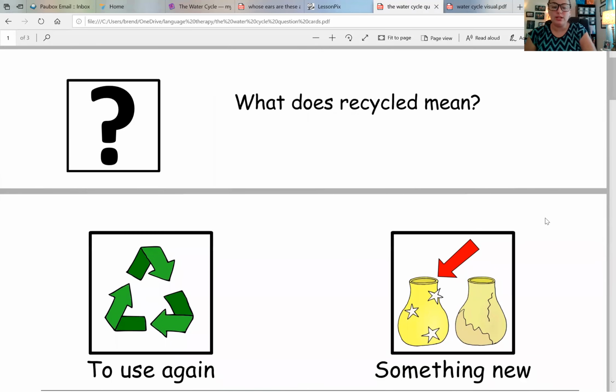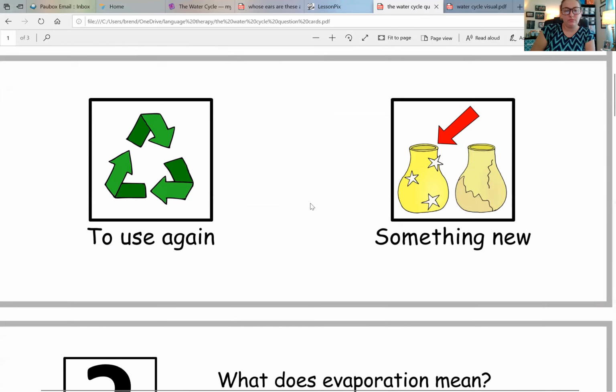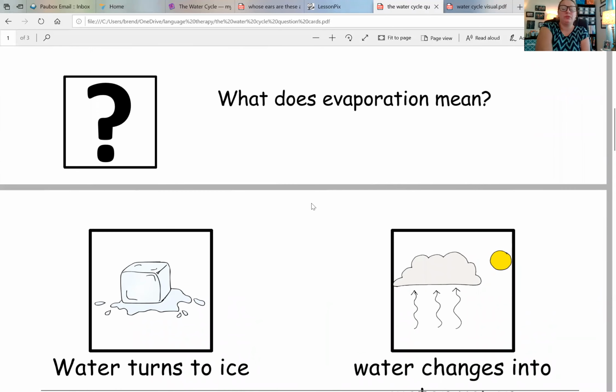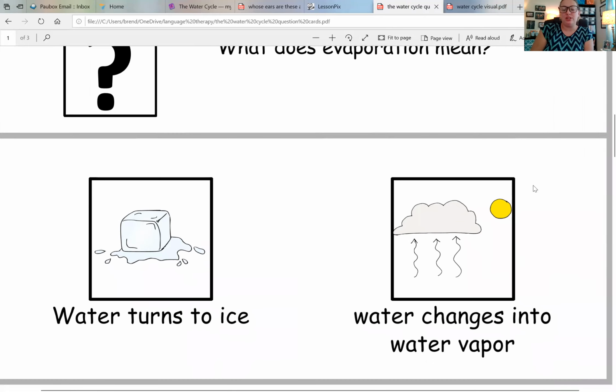Number 1, what does recycled mean? Recycled means to use again. What does evaporation mean? That's number 2. So this is evaporation. That's when water changes into vapor or gas. And that vapor or gas rises up into the clouds.